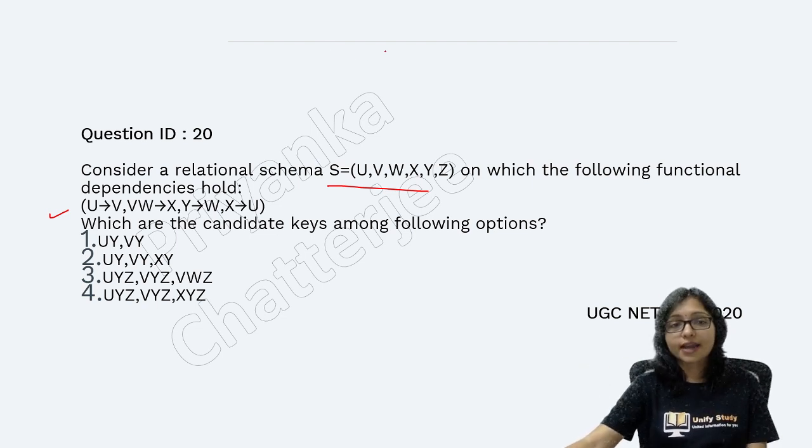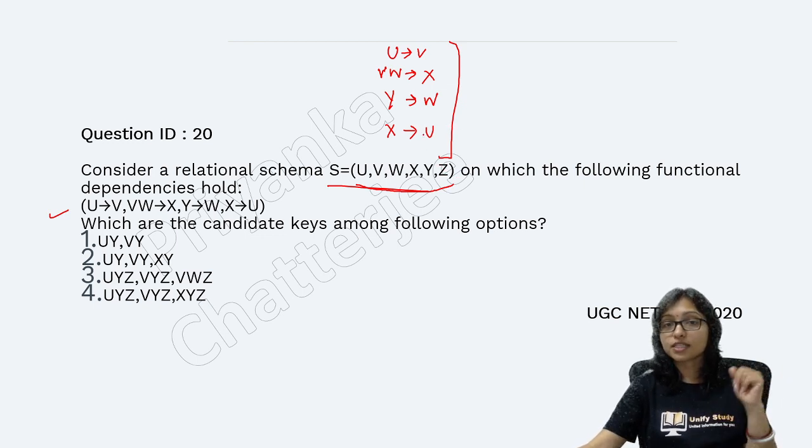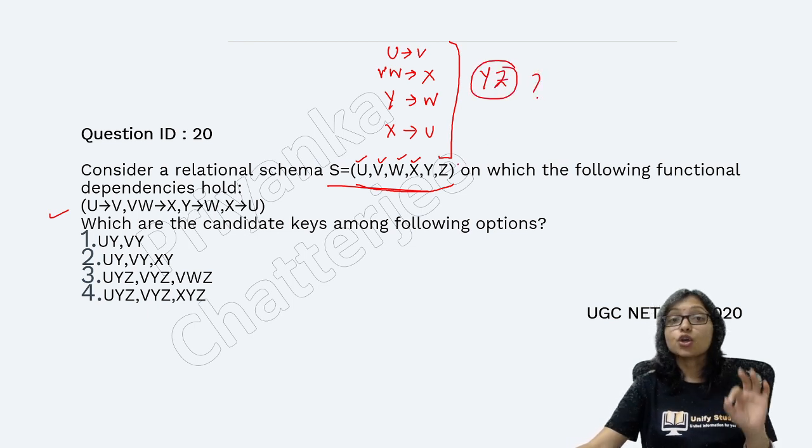Easy. Just write down all the dependencies one by one: U implies V, VW implies X, Y implies W, and X implies U. Now check the right-hand side. Which attribute is not present there? The table has U, V, W, X, Y, Z. V is there, X is there, W is there. Not present is YZ. So it has to be part of the candidate key.